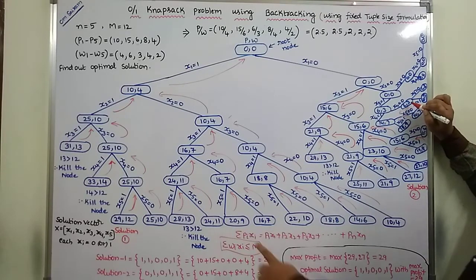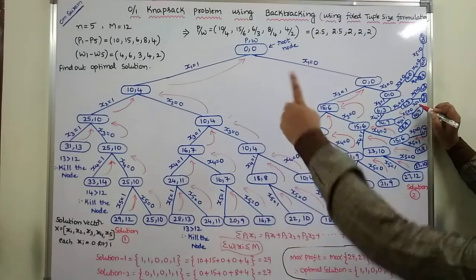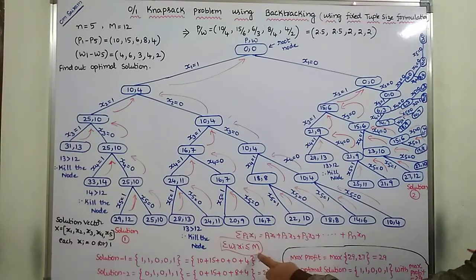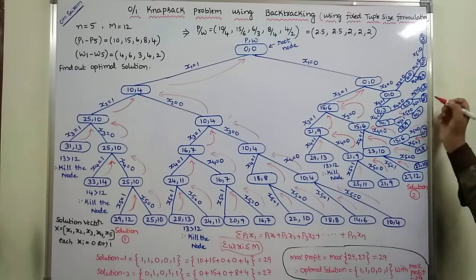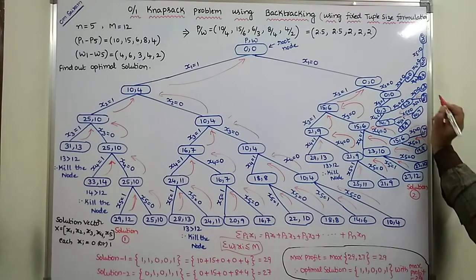So 3 is less than or equal to 12, condition true, so we have to consider the fifth object. The fifth object's profit value is 4 and weight is 2. 6 plus 4 is 10, 3 plus 2 is 5, 10 comma 5. Here 5 is less than or equal to 12, condition true, we have to extend that node, but all objects are completed, so there is no possibility of extending that node. Again we have to backtrack.